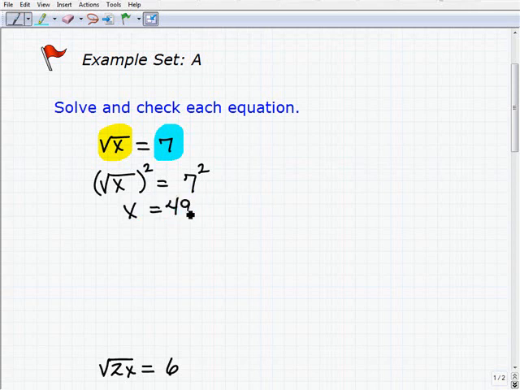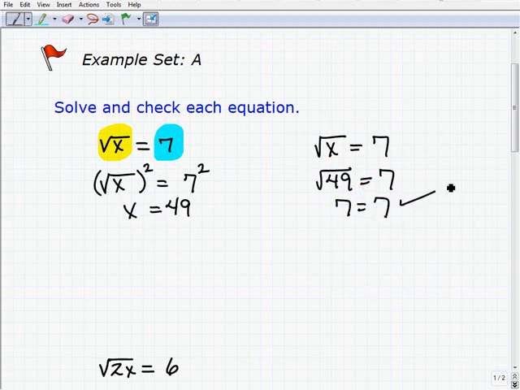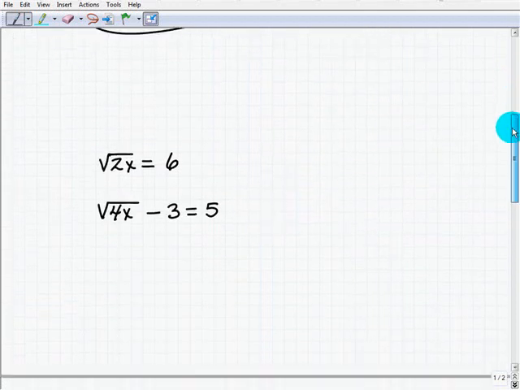Now at this point we need to check. Our original equation was the square root of x equals 7, and when we plug in 49 for x, we see that our solution is in fact correct. 7 equals 7, so it checks out. So x equals 49 is in fact the solution. Alright, let's go down and take a look at this next problem.